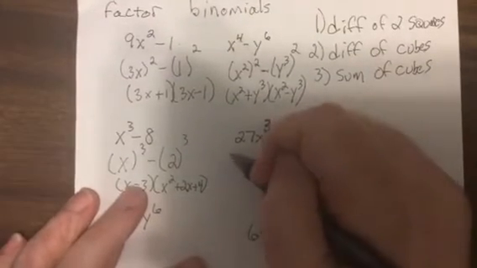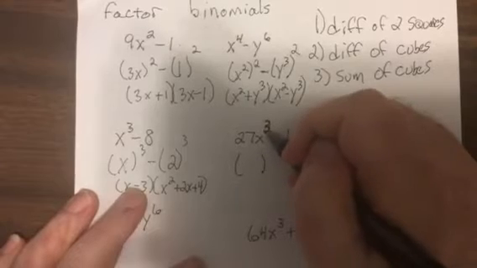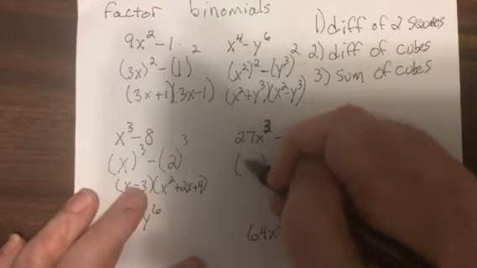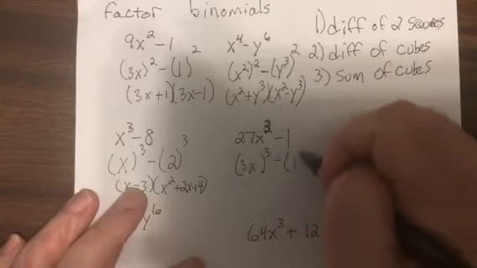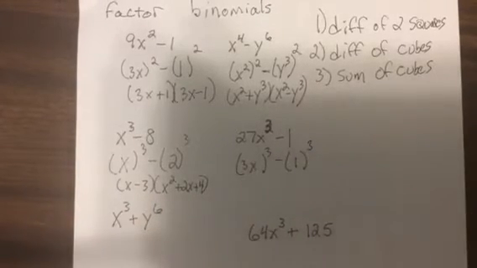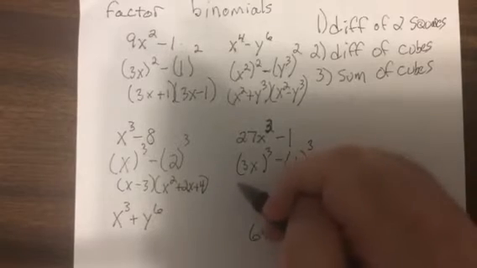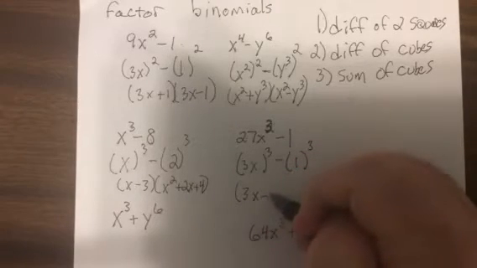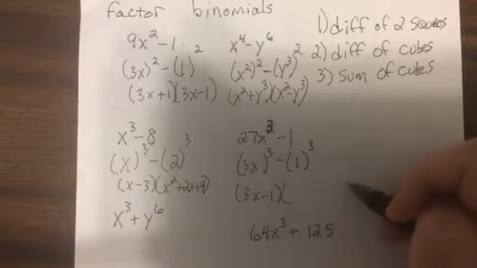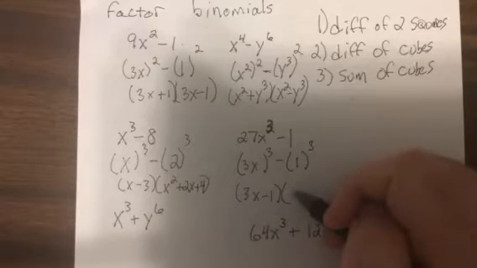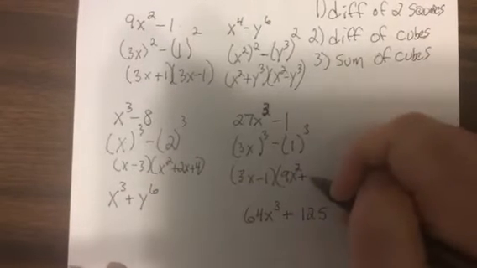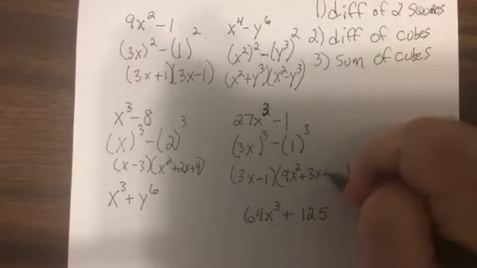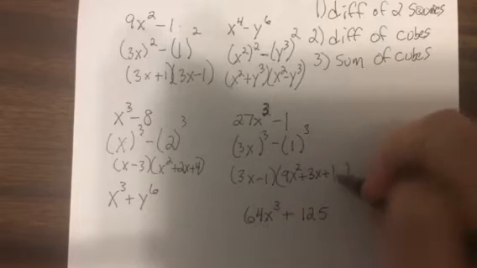So let's see what we got here. Is this a cube? Well, I got a 3 there, so I bet it is. 27 is 3 cubed, and then we got 1 cubed. So here we go. First, write it without the cubes. Then square the first term, opposite sign, product of the two, add the square. So that'd be 1.